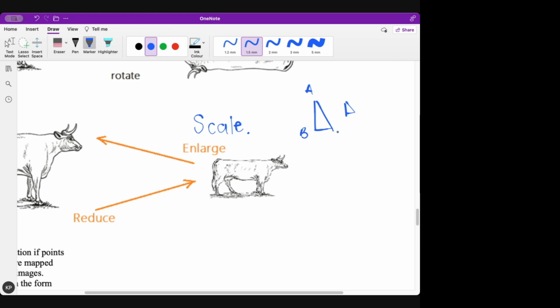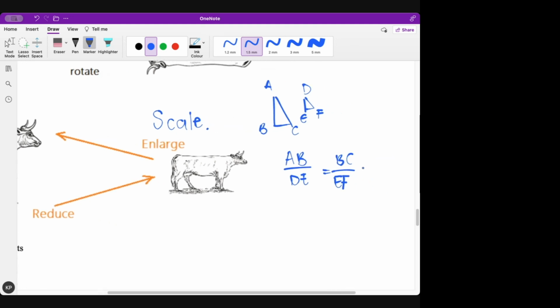Okay, and this directly relates to similarity because I'm going to make another example here. A, B, C, D, E, F. Let's say these shapes are similar. That means AB over DE is equal to BC over EF. If you missed these lessons, the videos are available, which is equal to AC over DF.